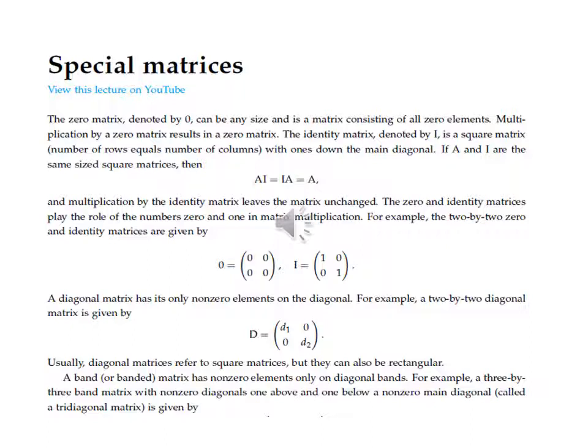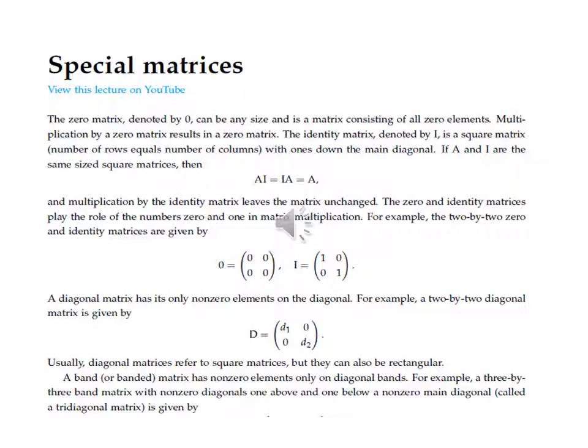A diagonal matrix has its only non-zero elements on the diagonal. For example, a 2 by 2 diagonal matrix is given by D = D1, 0, 0, D2. Usually, diagonal matrices refer to square matrices, but they can be rectangular. A band or banded matrix has non-zero elements only at diagonal bands.